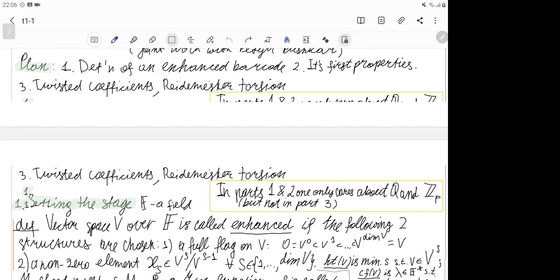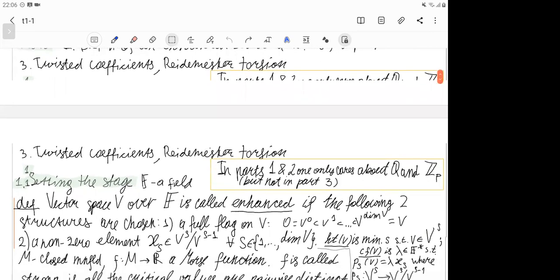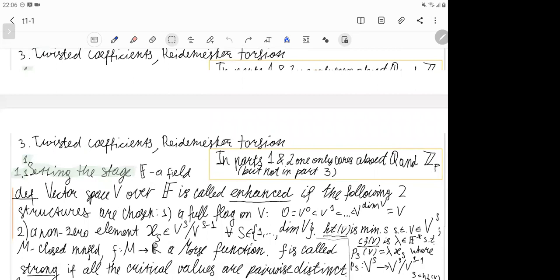Once I have this algebraic structure, I may define two functions which depend on a vector v. For a non-zero vector v in V, I can define its height, which is the minimal S such that v belongs to V_S. You simply consider all your subspaces, and you look for the first one where v appears. This is called the height, in the naive sense.